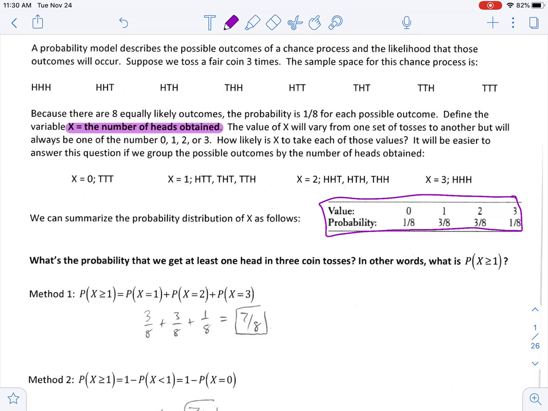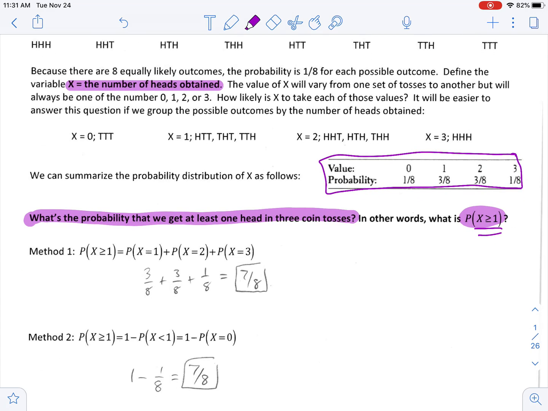So using that probability model, this is nothing new yet. What's the probability that we can get at least 1 head in the 3 coin tosses? Basically I'm saying the probability of X, remember X was the number of heads obtained, greater than or equal to 1. X was defined as the number of heads obtained in this chance process. So if X is greater than or equal to 1, I want the number of heads to be 1 or greater, which is at least 1. There are 2 ways you could do this using this probability model. First, if it's going to be greater than or equal to 1, that means it could be 1, or could be 2, or could be 3.